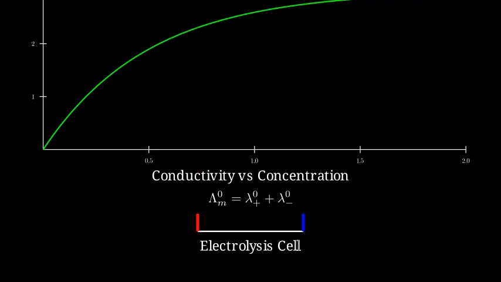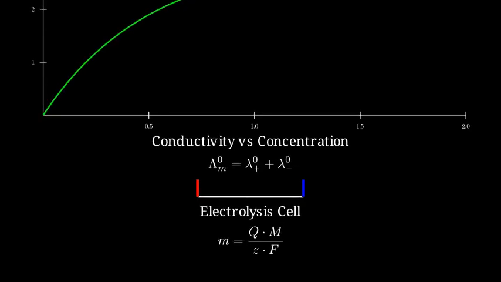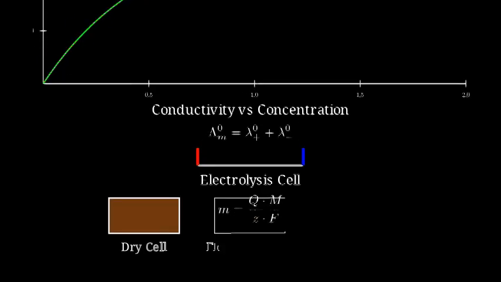Electrolysis drives non-spontaneous reactions using an external voltage. Here, the power source pushes electrons from the anode to the cathode. Faraday's law says mass of substance deposited equals current times time times molar mass divided by number of electrons and Faraday constant.